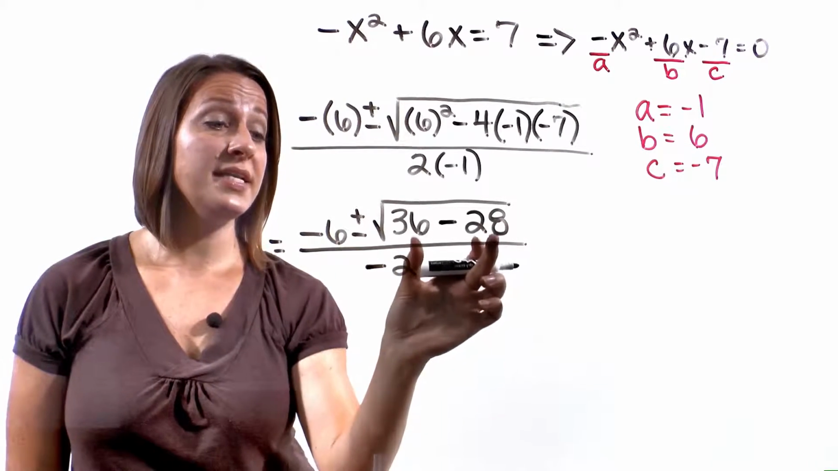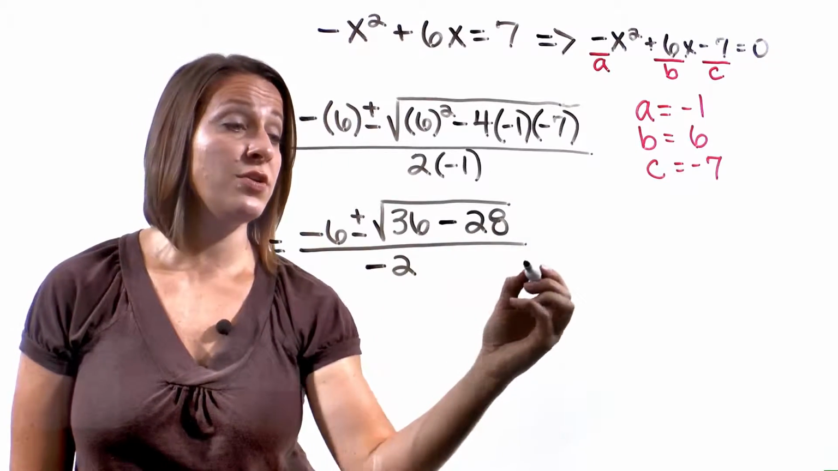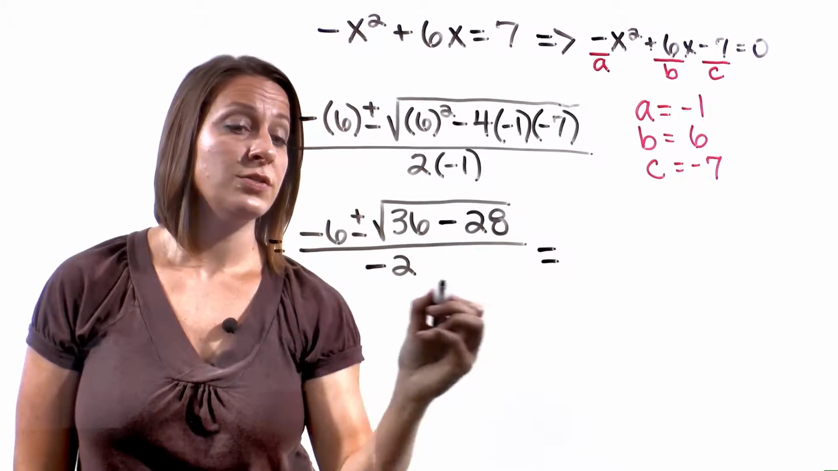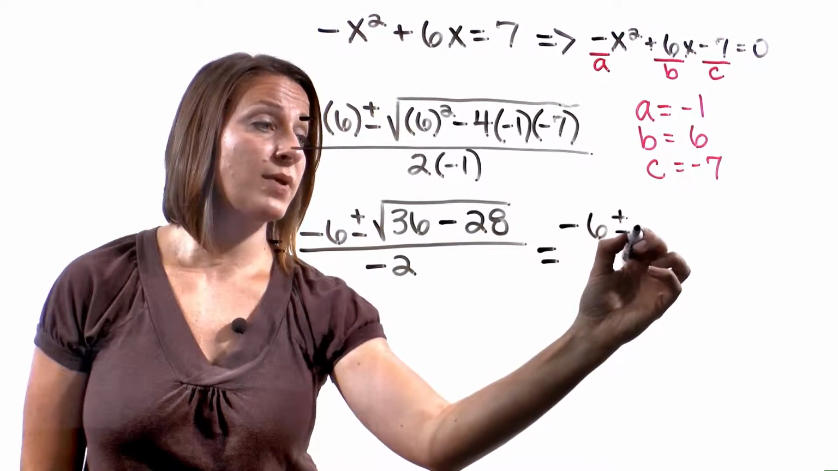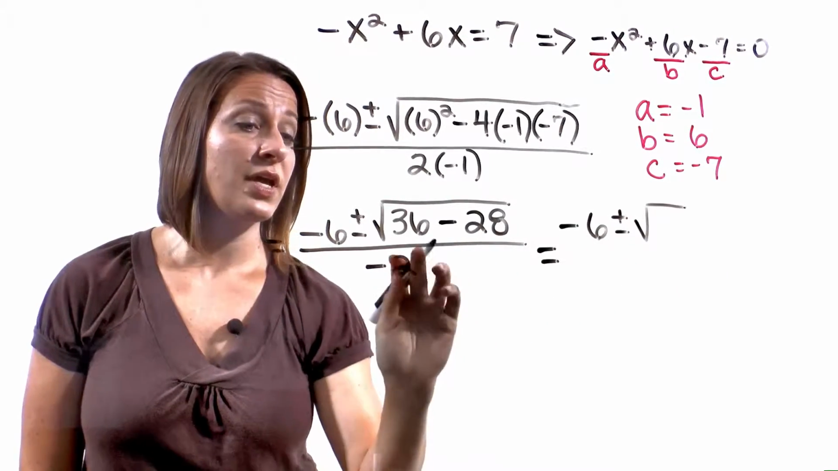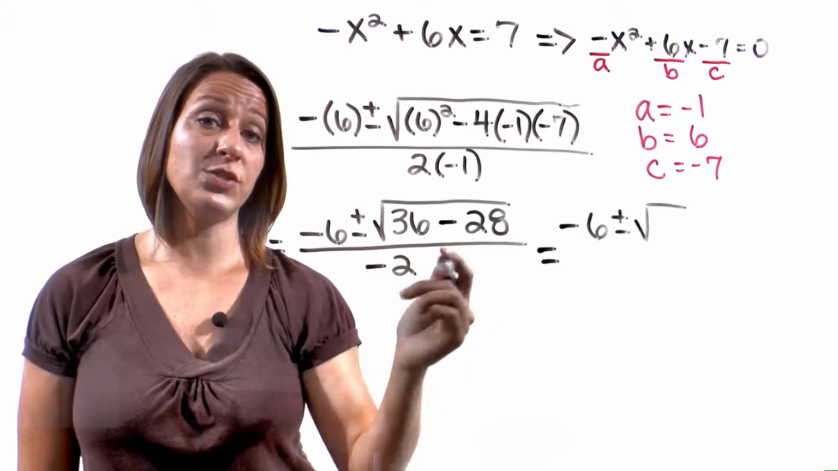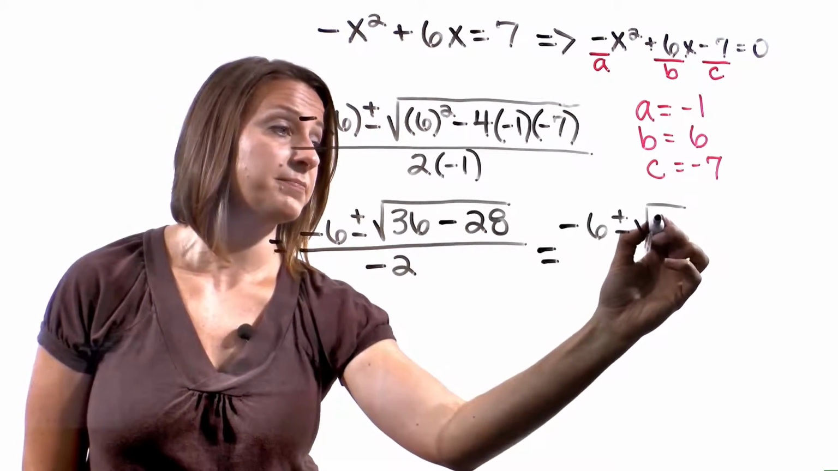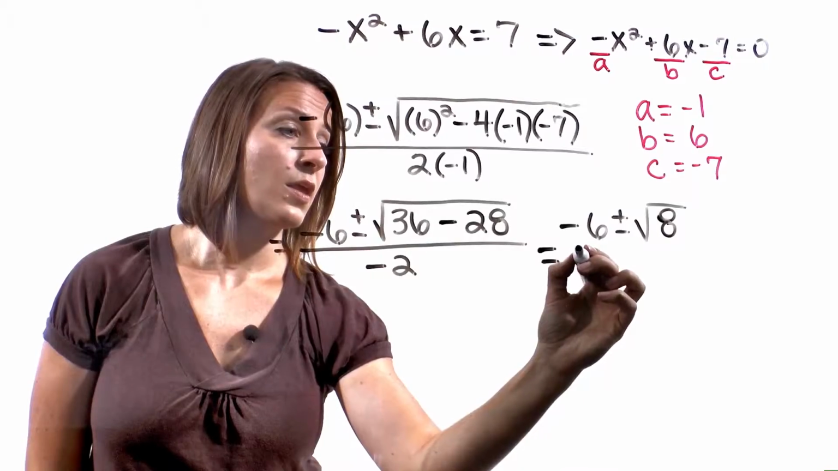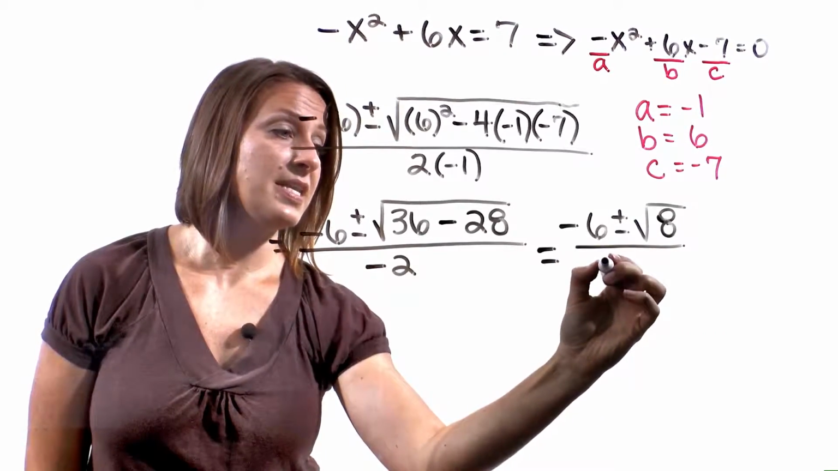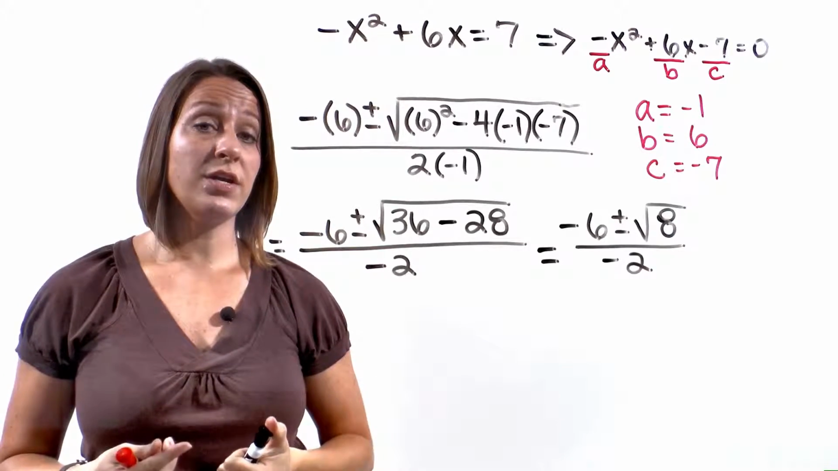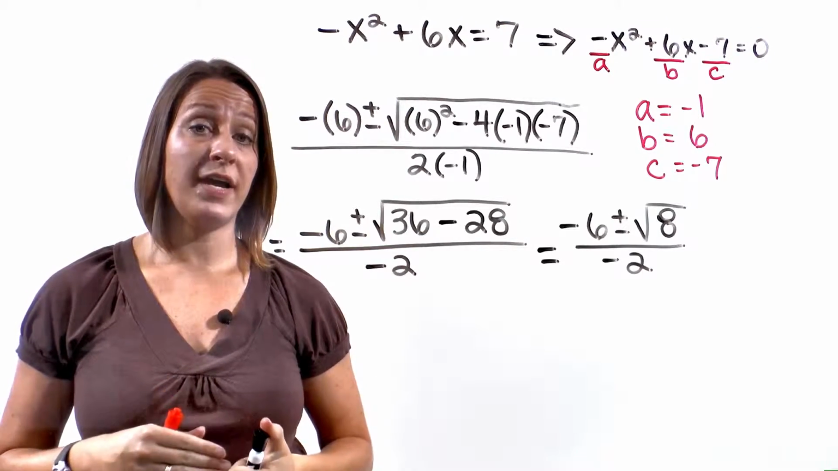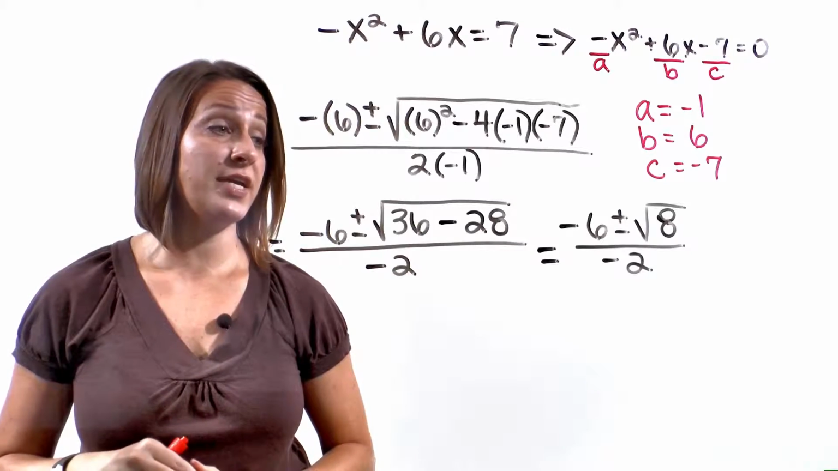Okay, let's go ahead and simplify the numbers underneath the radical sign. So right now we still have our minus 6 plus or minus the square root of 36 minus 28 is 8 over negative 2. From here, we're going to continue to simplify it until we get down to our final answer.